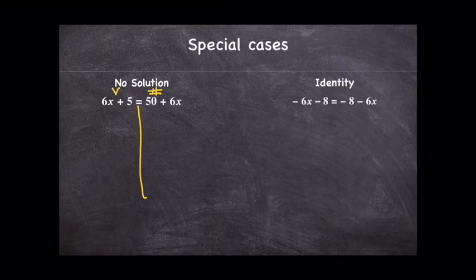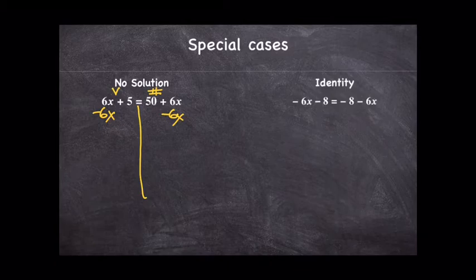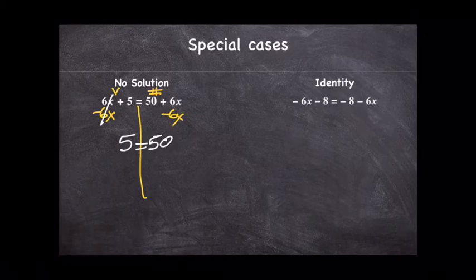So what that means is that here I have 6x, but this is my side for numbers. So I'm going to cancel this 6x. How? Minus 6x on both sides. So now the 6x and the 6x will cancel, and I have 5 equals 50, we drop it, and 6x and 6x, they cancel.